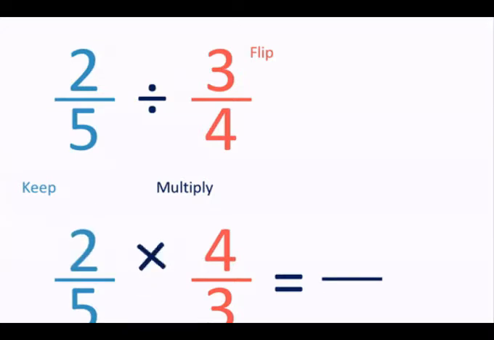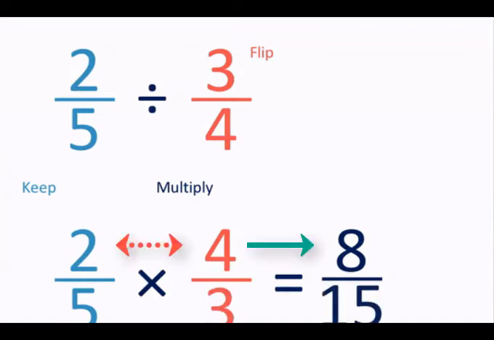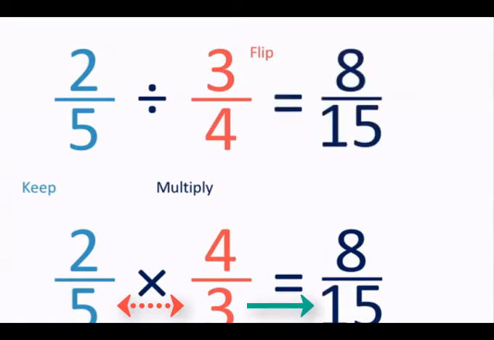Okay, we then can multiply the numerators and the denominators separately. The numerator in our answer, 2 times 4, is 8, and the denominator in our answer, 5 times 3, is 15. Now the answer is 8/15.